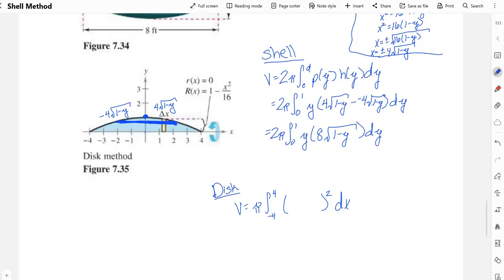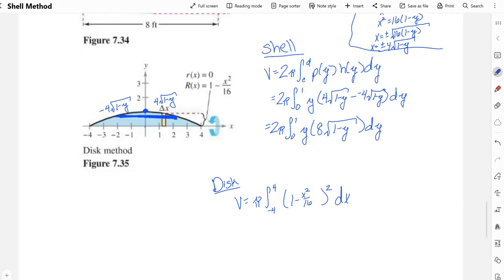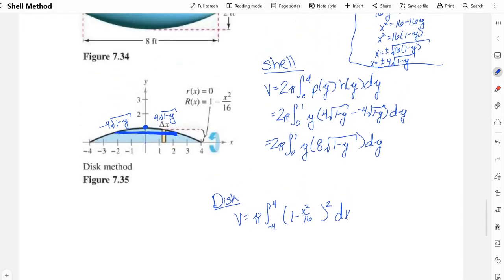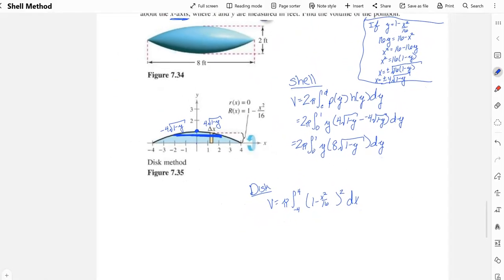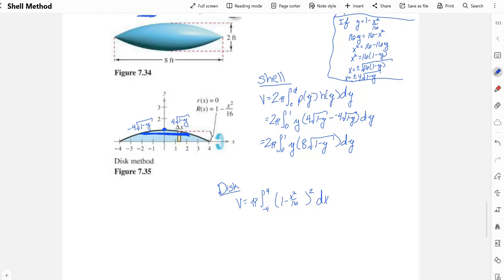So what is the radius of that rectangle? Well, it's based on that curve, which is going to be 1 minus x squared over 16. If it were me trying to figure out volume here, I would want to use the disk method because that method is going to be easier for us to integrate. We could just multiply everything out, and then we could integrate and we could find that final answer.